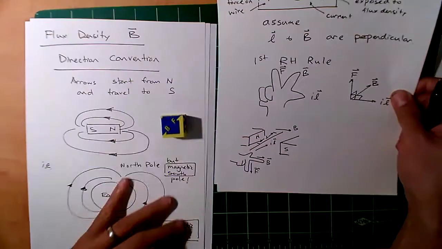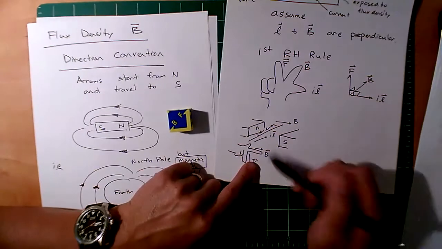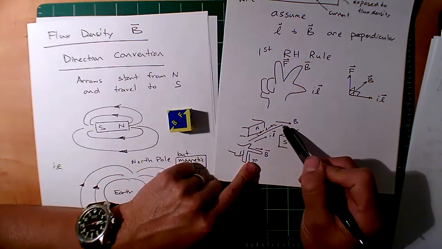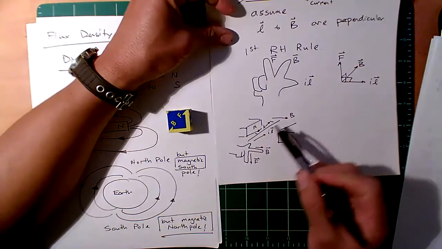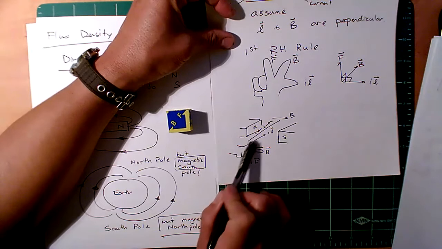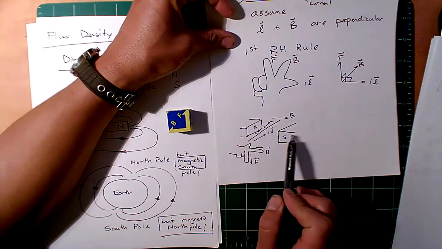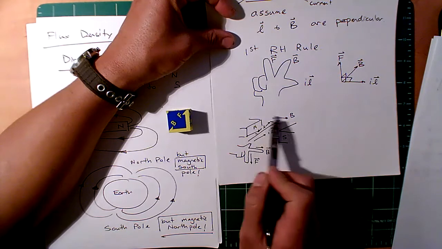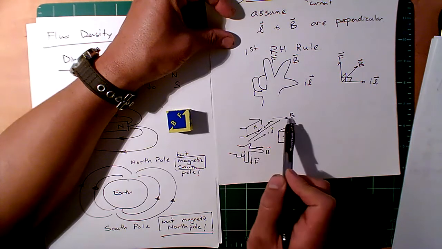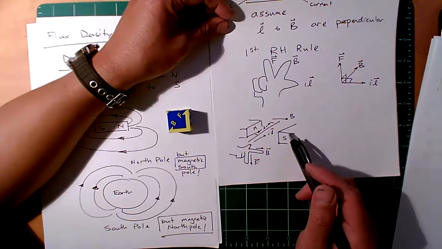If I have a wire, so here's your wire here, and in this wire I have current, and this current is flowing kind of into the page. And I have two magnets. I have a north side of a magnet here, a south side, and in between you're going to have a flux density vector going from north to south, as we just stated before in this convention.